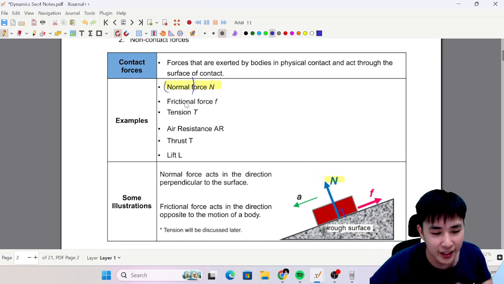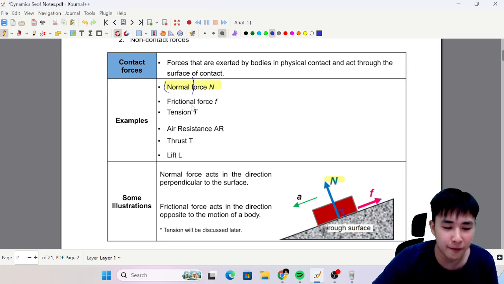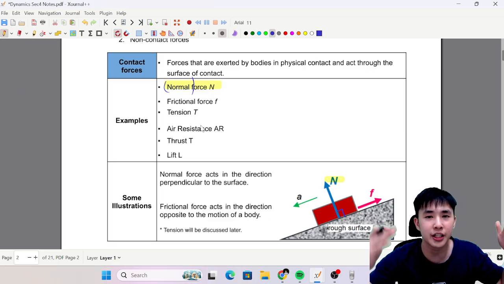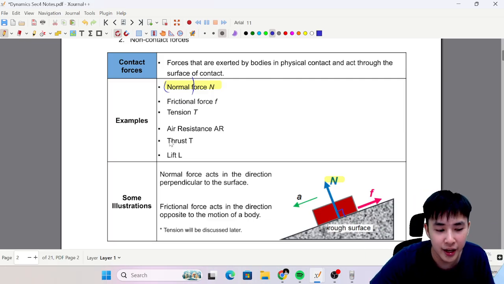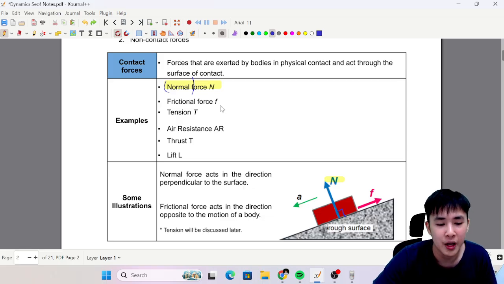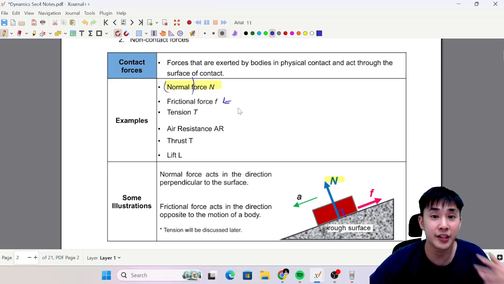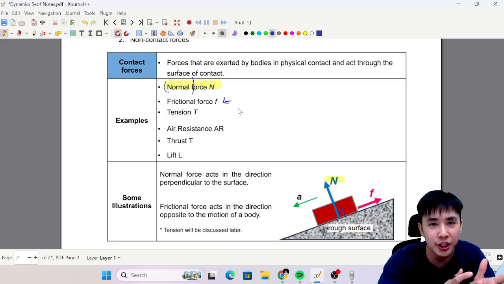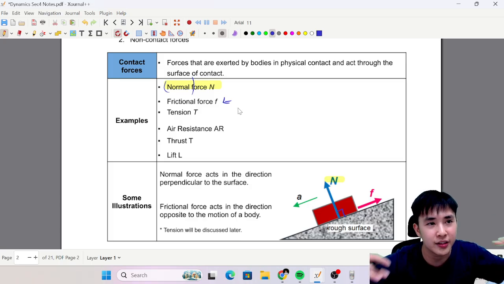Right angle. Next, you also have other forces like friction, tension or air resistance. All of them actually require contact. Same as thrust and lift. These forces are quite intuitive, and you'll see them quite a lot in your practice. Frictional force is a force that resists motion. Whenever you have a moving object, there will be a friction to oppose it if there's a surface that is rough.